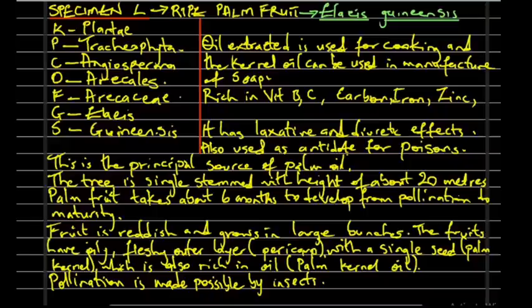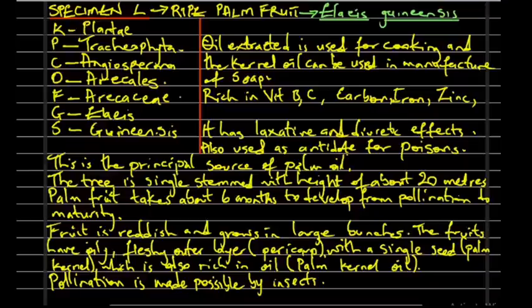So there are two types of oils that can be gotten from the palm fruit. We can get the palm oil from the pericarp of the palm fruit, and then inside the palm fruit is a nut called the palm kernel. The palm kernel also is used in the production of some types of oils, which is called the palm kernel oil or the kernel oil. So that is about the palm fruit.